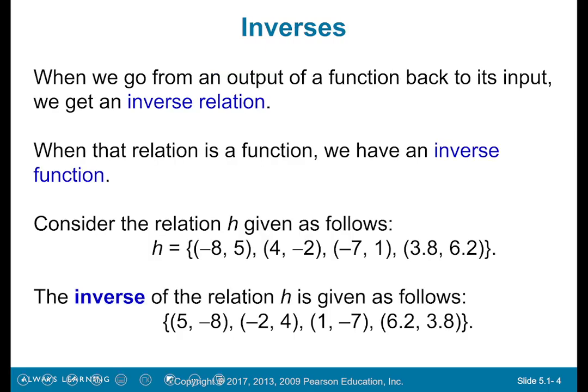Because now we're going to talk about inverses. You see, when we go from an output of a function back to its input, we get its inverse relation. So instead of giving an input and getting an output, what if I knew more about my outputs and wanted to know more about my inputs? That's when we start talking about inverses. And all we're doing here for any given relation to find its inverse is swapping our x and y. So notice, for this example, negative 8, 5 became 5, negative 8. And the same follows for each of these points here. We just flip the x and y.